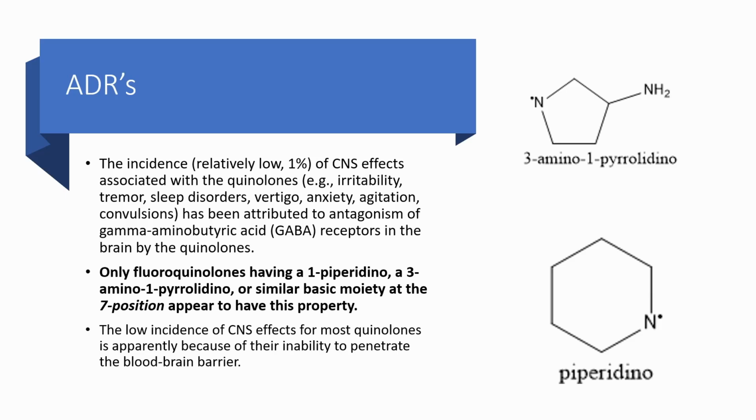Next, the incidence of CNS effects associated with the quinolones, such as irritability, tremor, sleep disorders, vertigo, anxiety, agitation, convulsions, have been attributed to the antagonism of gamma-aminobutyric acid receptors in the brain by the quinolones. Only fluoroquinolones having a 1-piperidino, a 3-aminopyrrolidino, or any similar basic moiety at the 7th position appear to have these properties. And the low incidence of the CNS effects for most quinolones is apparently because of their inability to penetrate the blood-brain barrier.